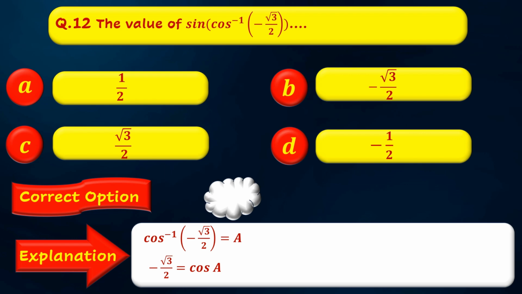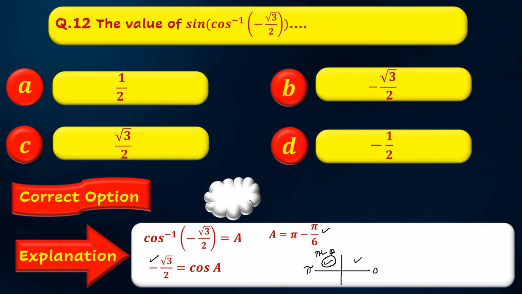We know that the domain of principal cosine function is from 0 to pi. That is, angle can be in first quadrant or second quadrant. Here the value of cos is negative, therefore angle will be in second quadrant, and in second quadrant the angle is written as pi minus reference angle. So we can write a is equal to pi minus pi by 6.